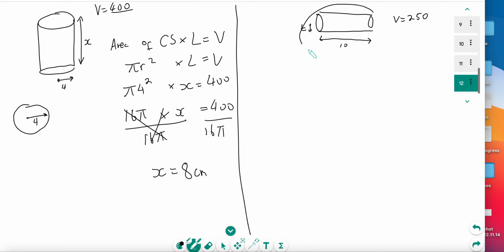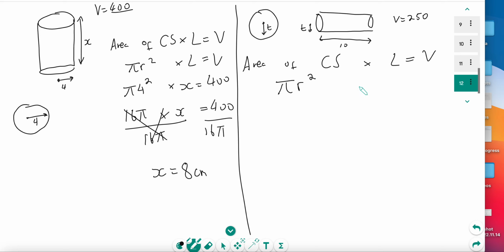Last one, we have a prism. We know its volume, so we're working backwards. So first, I'll copy out the formula. Area of cross-section times the length is equal to the volume. The cross-section is a circle with a radius of t. The area of a circle is pi r squared, times the length, equals the volume. Let's fill in the blanks now. So pi, the radius is t squared times the length of 10 is equal to a volume of 250.